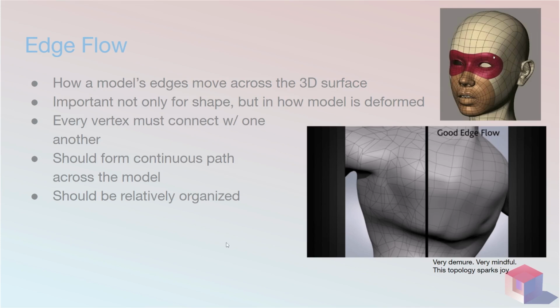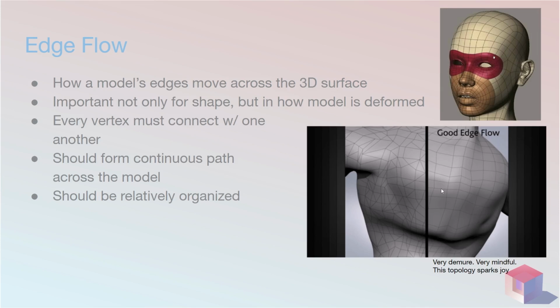Next, let's talk about edge flow. The edge flow is basically how a model's edges move across the 3D surface. It's really important for the shape of it, but also especially when you get into animating and rigging and skinning and all that type of thing. Good edge flow basically determines how well your model can deform and move and animate properly. So essentially, the core tenets should be that they should form a continuous path across the entire model.